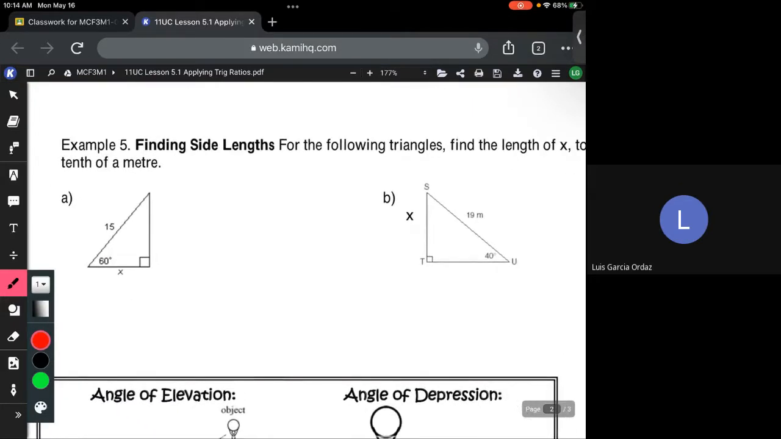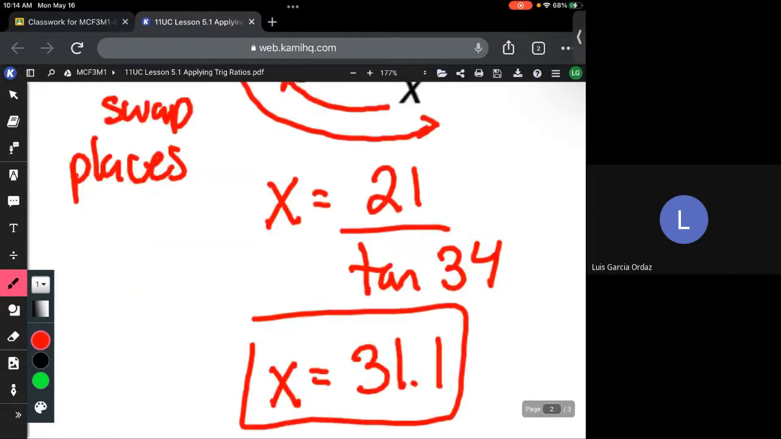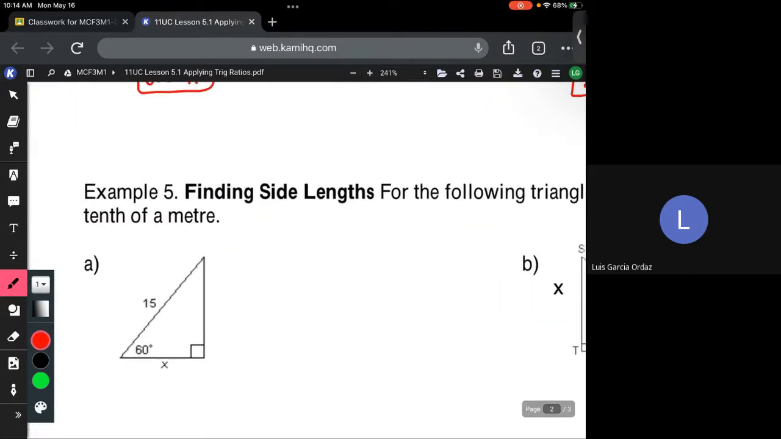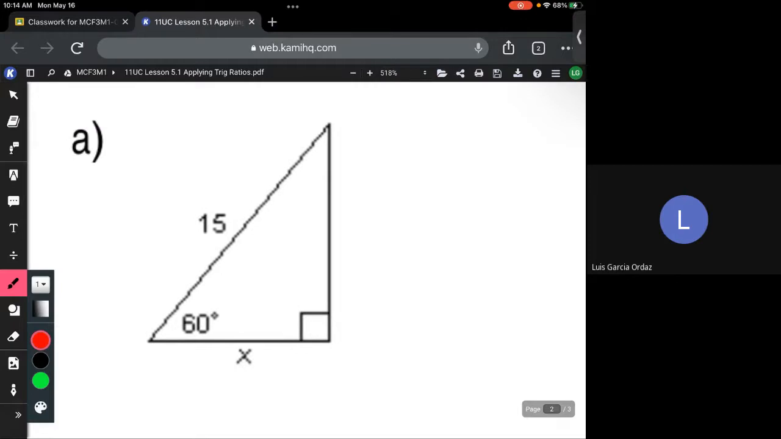So for example 5, I want to find the side lengths. How do I find the side lengths from the following triangles? Okay. For the first question in A, what is our missing side? What is it labeled as? X. Okay, so we have to do the same thing that we did before. But what angle is given to us? 60. So 60 is our angle of reference.